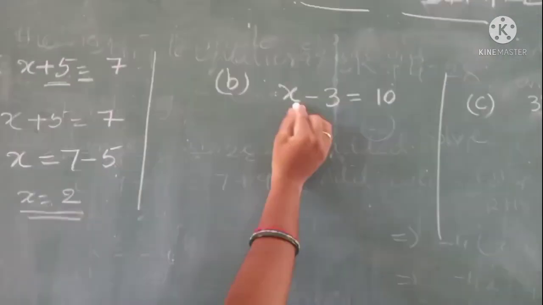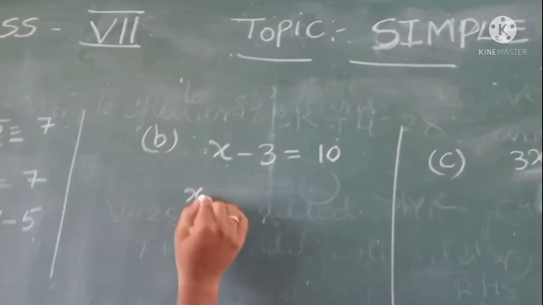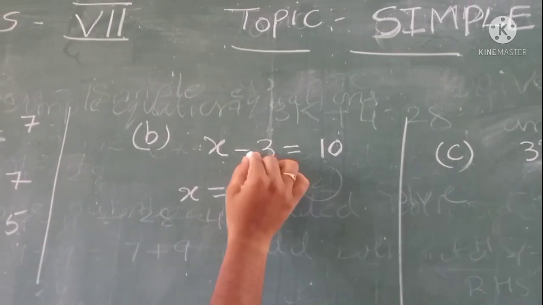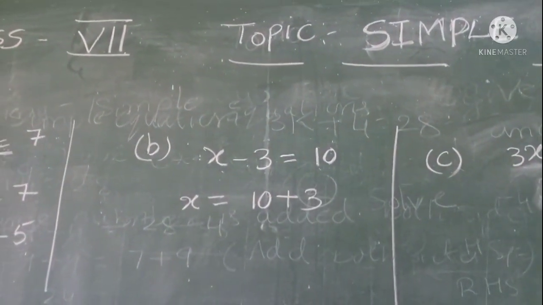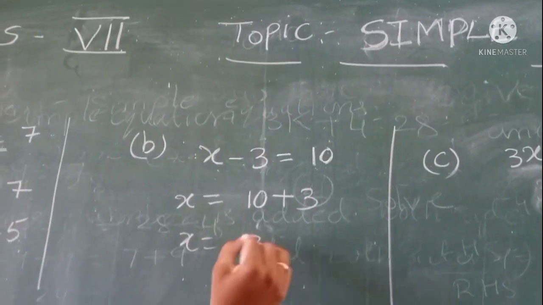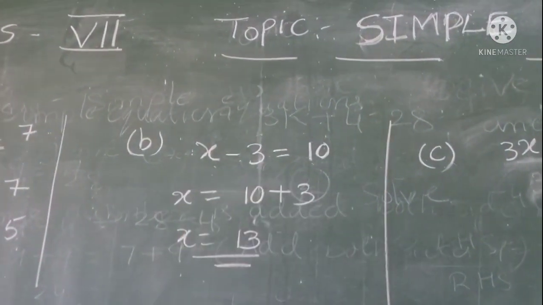Another sum: x minus 3 equals 10. So x equals 10, and minus 3 becomes plus 3. So x equals 13. This is the solution of the simple equation.